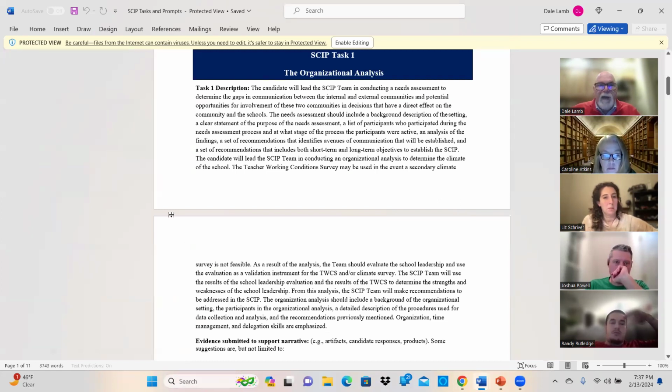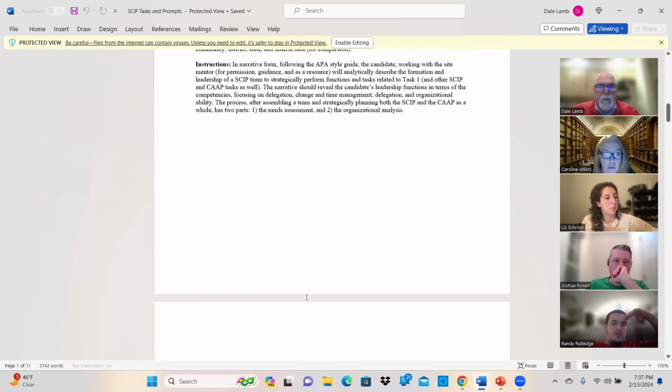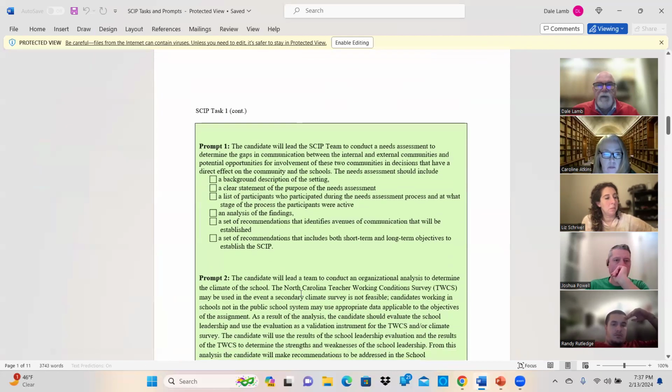When you say needs assessment, so here's the prompt. The candidate will lead the skip team and needs to determine gaps in communication between the internal and external communities and potential opportunities for involvement of these communities in decisions that have a direct effect on community and the schools. The needs assessment should include a background description of the setting. You've already written that. A clear statement of the purpose of the needs assessment. All right, that's where everybody goes off the rails.